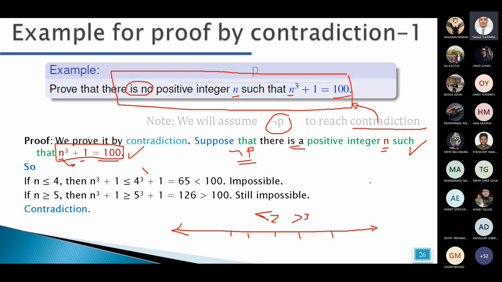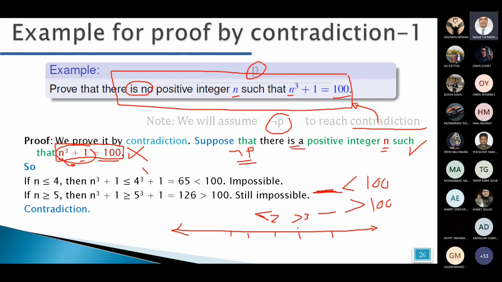We need to prove that this 100, any number we take will be less than 100 or more than 100. Any number. So we need two numbers to apply here to prove that any number will be less than or more than 100. In this case, it's not equal to 100. In this case, this one is not correct, then the original one is correct. This is our plan. So let's apply our plan.